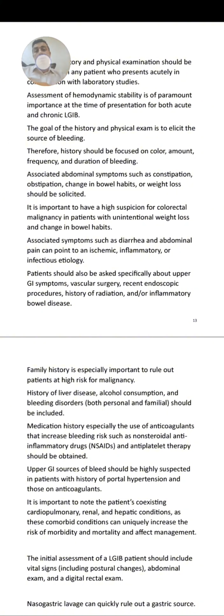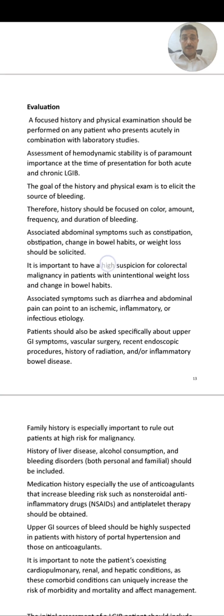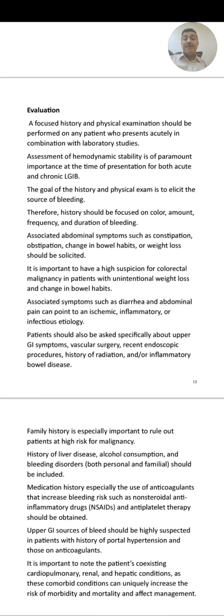But what we want to know here in this topic is that we start by history, and this includes, first of all, assessment of hemodynamic stability, and also taking a proper history about the bleeding: color, amount, frequency, and duration, which can help us in localization of the bleeding itself. And if there are any abdominal symptoms, such as constipation, a change in bowel habit, or weight loss, we have to ask.